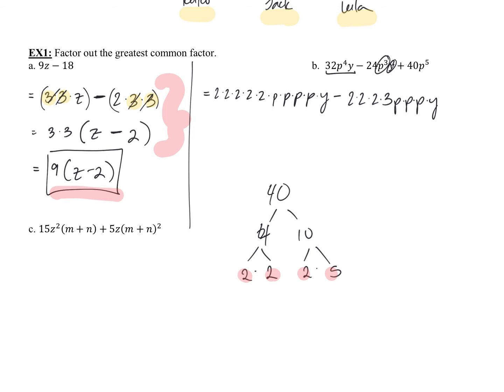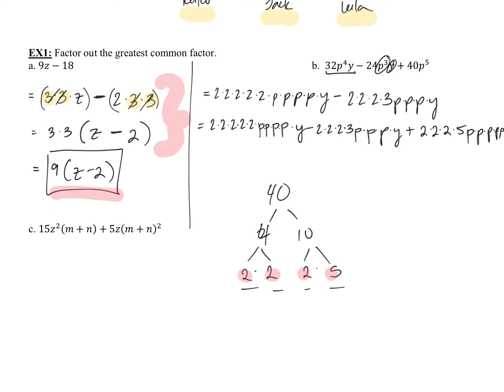So 40 can be rewritten into 2 times 2 times 2 times 5. Actually, let me rewrite this. I want to have enough room. 2 times 2 times 2 times 3, p times p times p times y, plus, and then we have 2 times 2 times 2 times 5, and then p to the 5th: 1, 2, 3, 4, and 5. I'm going to squish that on. Okay. Once again, do not need to show this step.